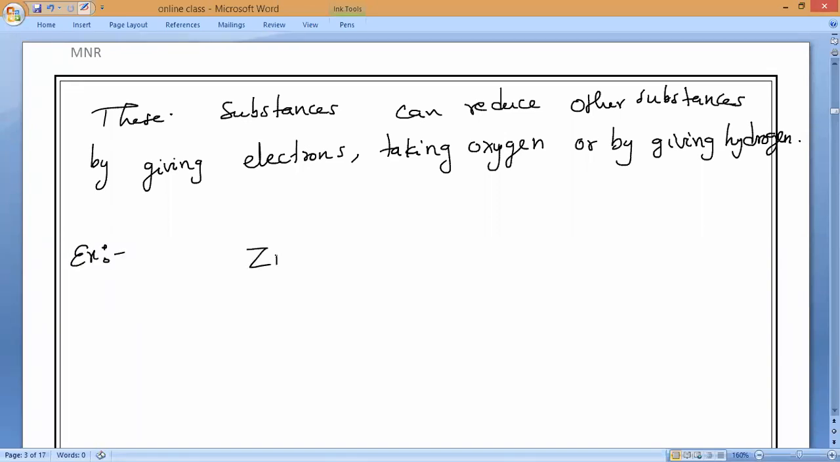Now, as I already taught you the example, zinc oxide plus carbon, if we start heating, then what products are we going to get, guys? Zn plus carbon monoxide. Yes or no? Please respond, everybody. Now you tell me, what is the reduction here? Zinc oxide to zinc.